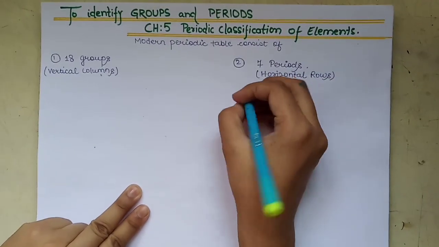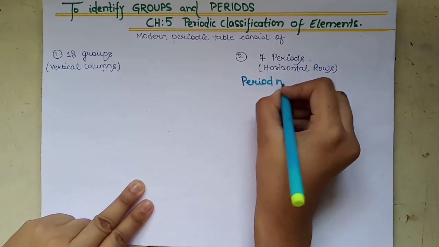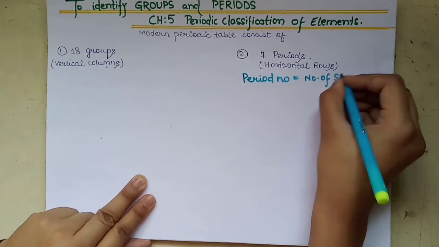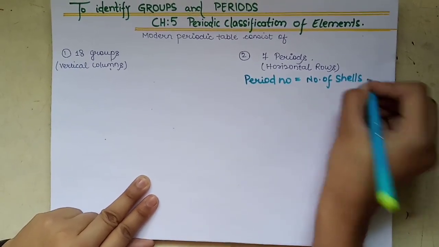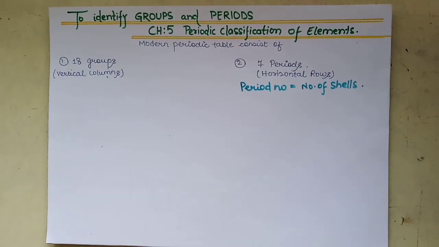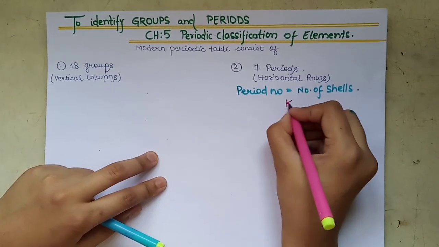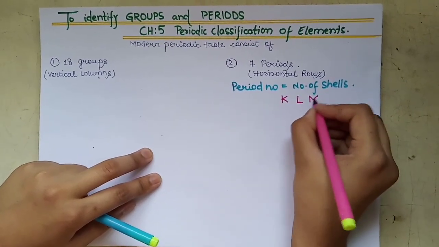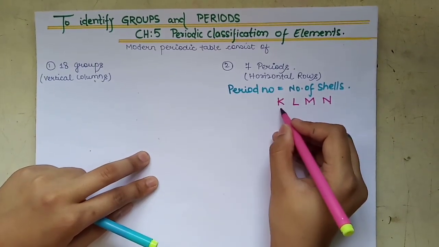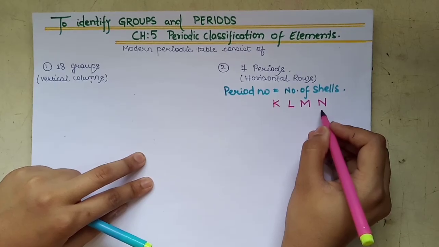We must first keep in mind that period number is equal to the number of shells. According to Bohr's postulate, Bohr named the shells K, L, M and N respectively. The first shell represents K, the second shell L, the third M and the fourth N.